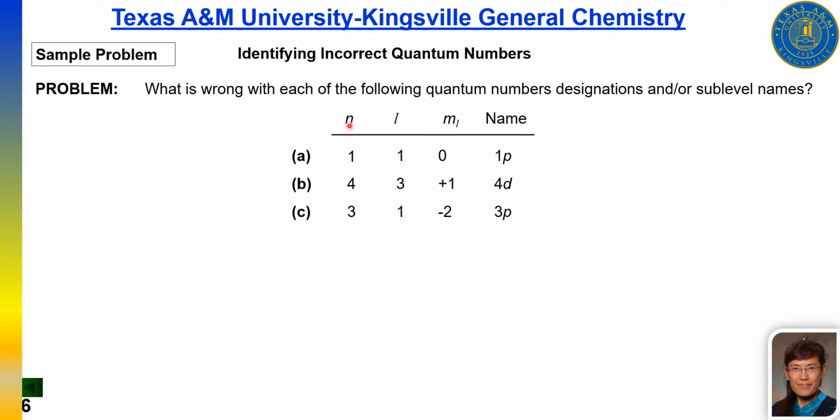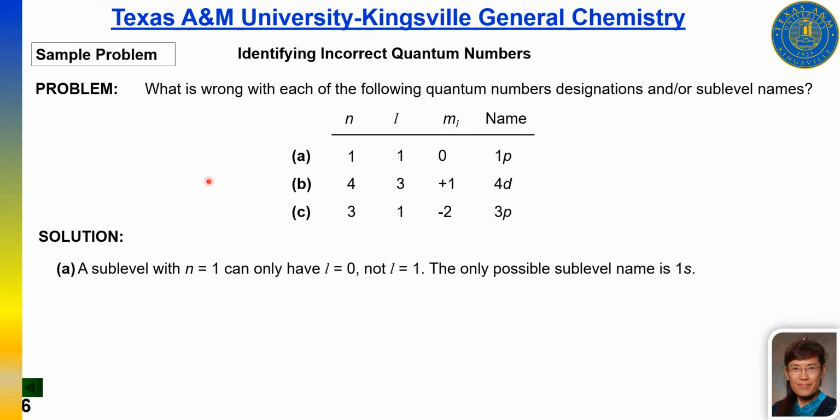A. If n is 1, your L is 1. Your ML is 0. And the name is 1P. Question B. n is 4, L is 3. ML is +1. And you call it 4D. C. Your n is 3, your L is 1. Your ML is -2, you call it 3P. Something is wrong with this table. What's the problem? Our solution.